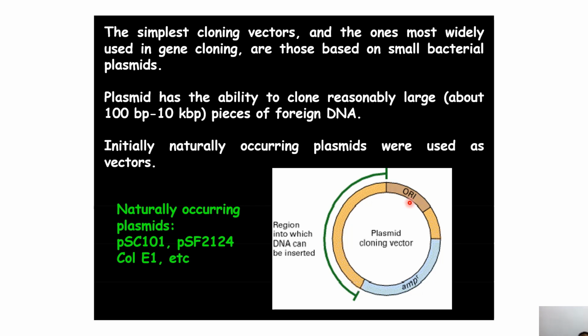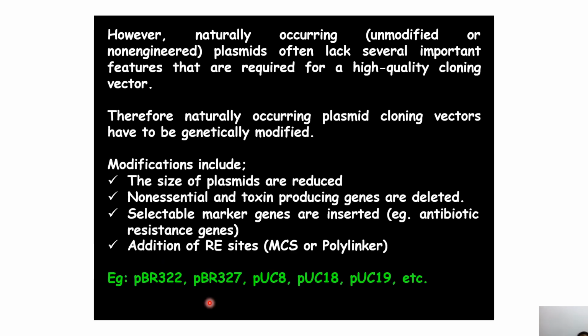Now, the simplest cloning vectors and the ones that are most widely used in gene cloning are those based on small bacterial plasmids. So, a plasmid has the ability to clone reasonably large, about 100 bp to 10 kilobase pieces of foreign DNA as well. Initially, naturally occurring plasmids were used as vectors. So, naturally occurring plasmids are pSC101, pSF2124, ColE1, if you can see over here.